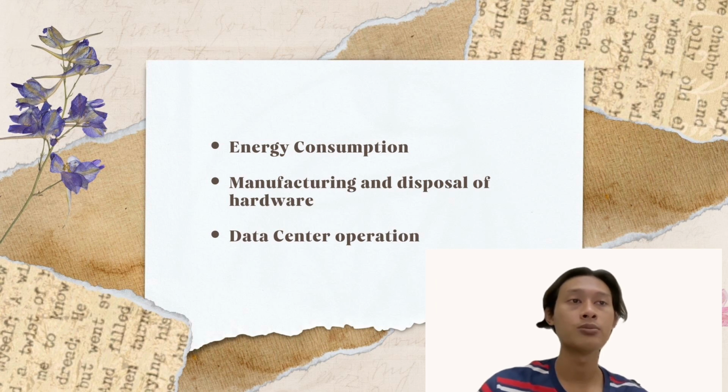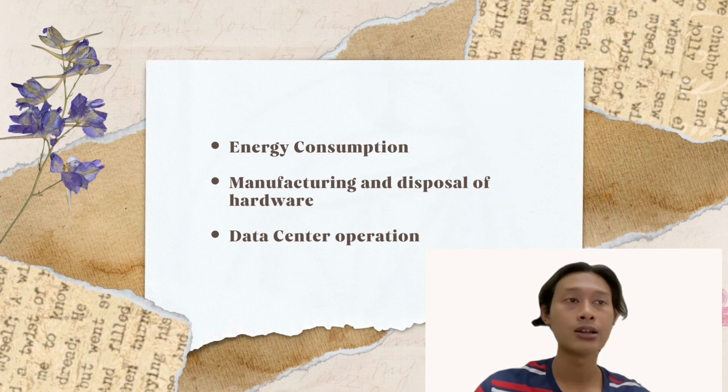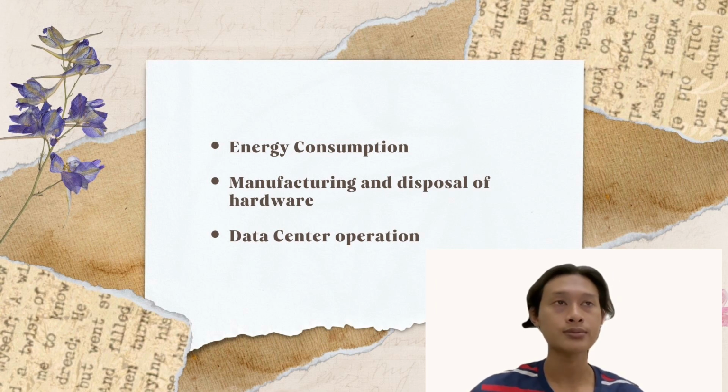Third is data center operations. Data centers that support machine learning operations consume significant amounts of energy for cooling, server maintenance, and data storage. Traditional data centers heavily reliant on fossil fuels can have a substantial carbon footprint. To minimize environmental impact, data centers can be optimized for energy efficiency, employ advanced cooling technologies, and transition to renewable energy sources. Locating data centers in regions with cooler climates can also reduce the energy required for cooling.